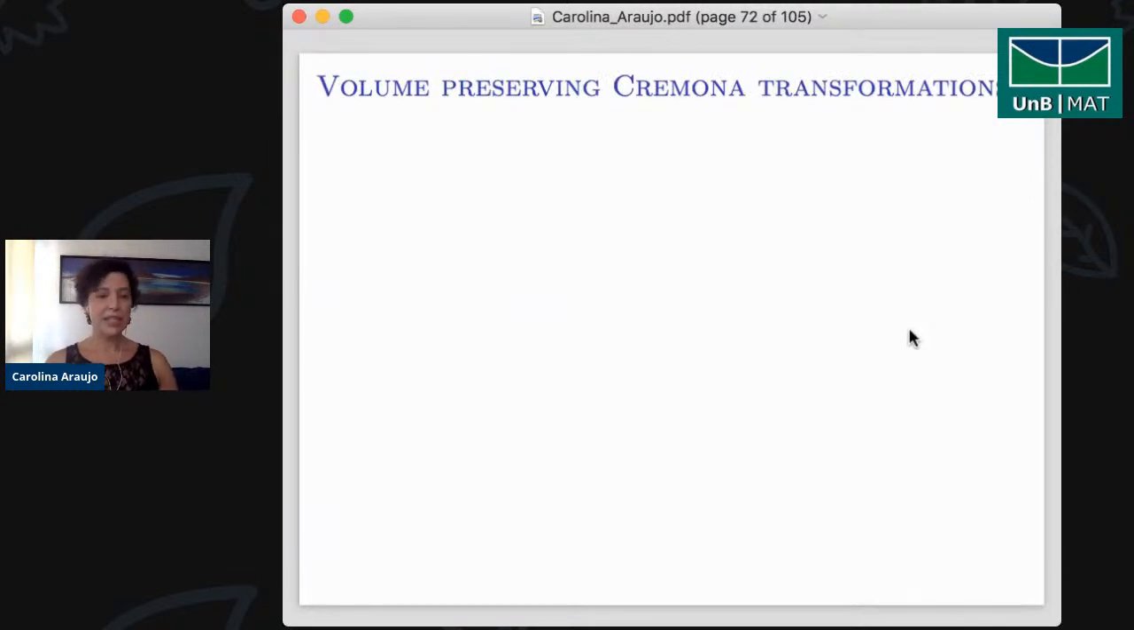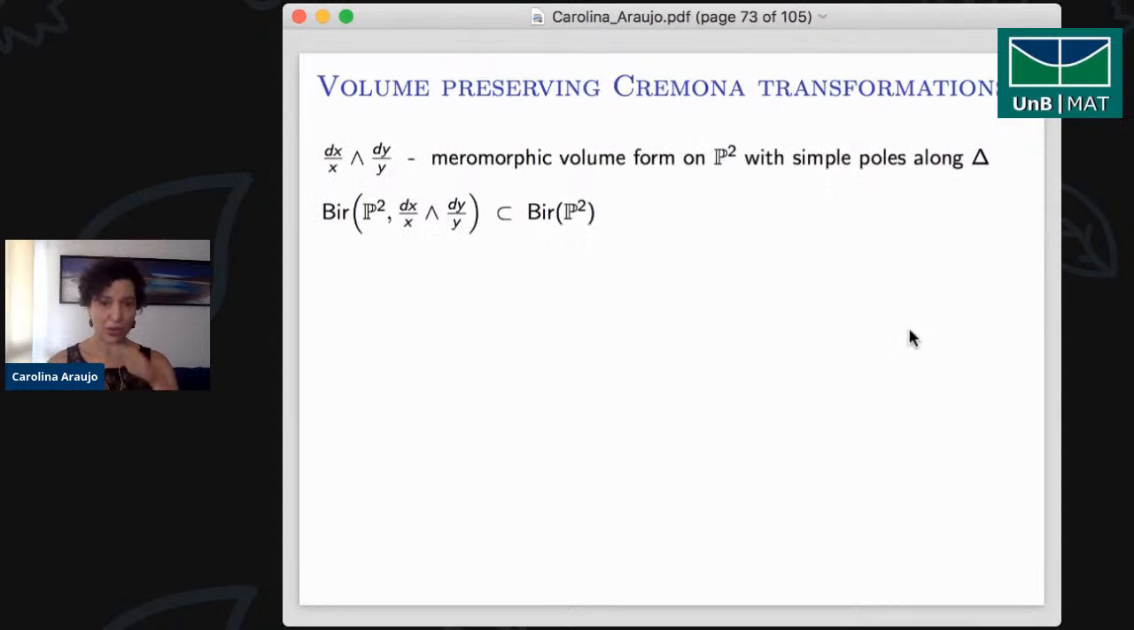Okay, so let me explain to you the technique that we have been developing, and this is the notion of volume preserving Cremona transformation. In order to explain this, I would like to describe another example. Already in the plane, it makes sense. So let's fix a meromorphic volume form on P2, dx over x wedge dy over y. This meromorphic volume form has simple poles along the 3 coordinate axes, and it's non-vanishing elsewhere.